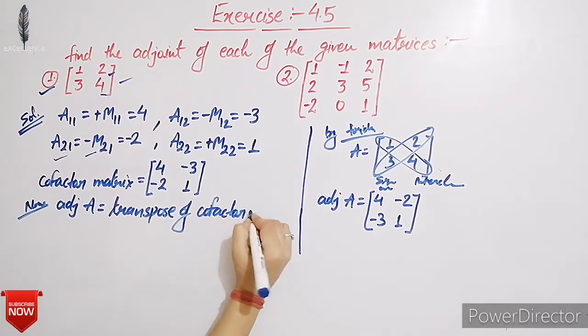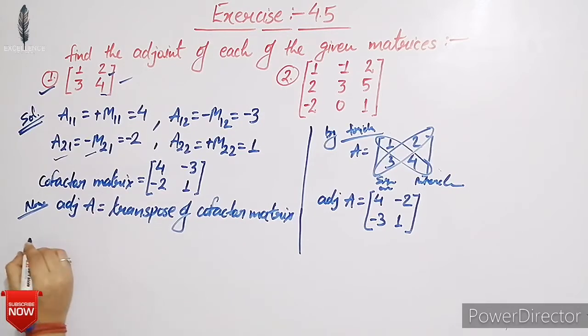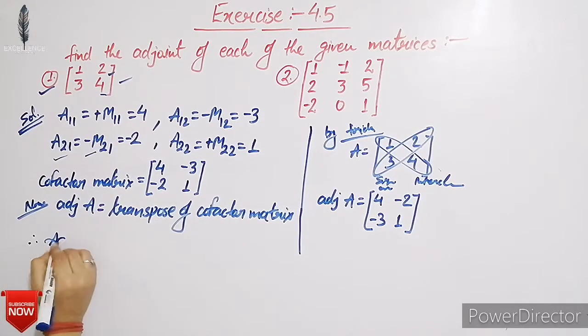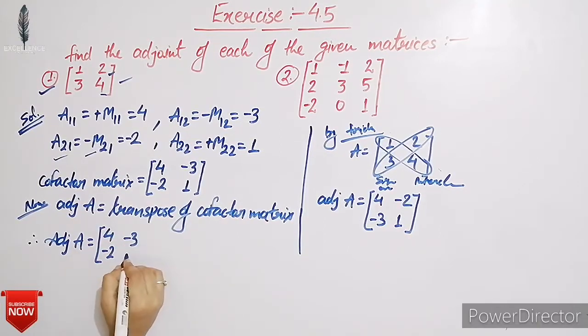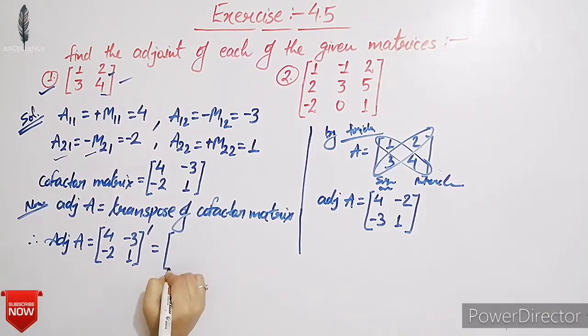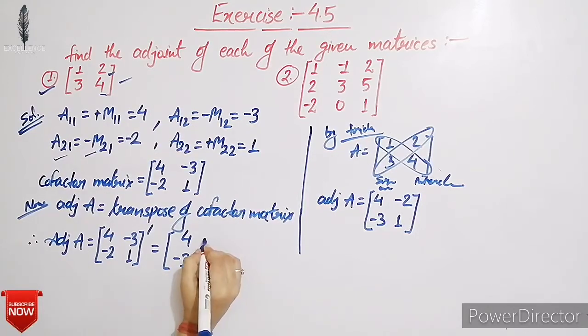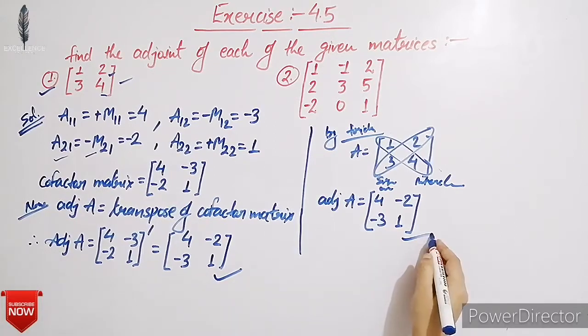Transpose of cofactor matrix. So adjoint of A is equal to transpose of 4, minus 2, minus 3, 1, that is equal to first row change into first column, that is 4, minus 3, and second row change into second column, that is minus 2, 1, is the required adjoint of this matrix. Okay, clear? Now let's see the second question.